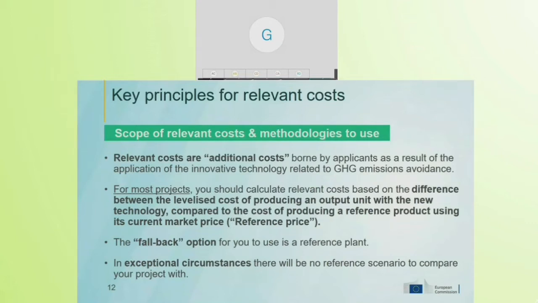So for most of the projects, and we'll get to the exceptions here, you should be using the levelized cost of producing an output unit with the new technology against whatever the market price is or the reference price. Now, this is the standard default methodology which should be used, and there are exceptions to this. There are fallback options, which are, of course, to use the old reference plant methodology. And in exceptional circumstances where there's no reference scenario at all, there's no market price, you can use the no reference scenario, but this is unlikely to be the case with most projects.